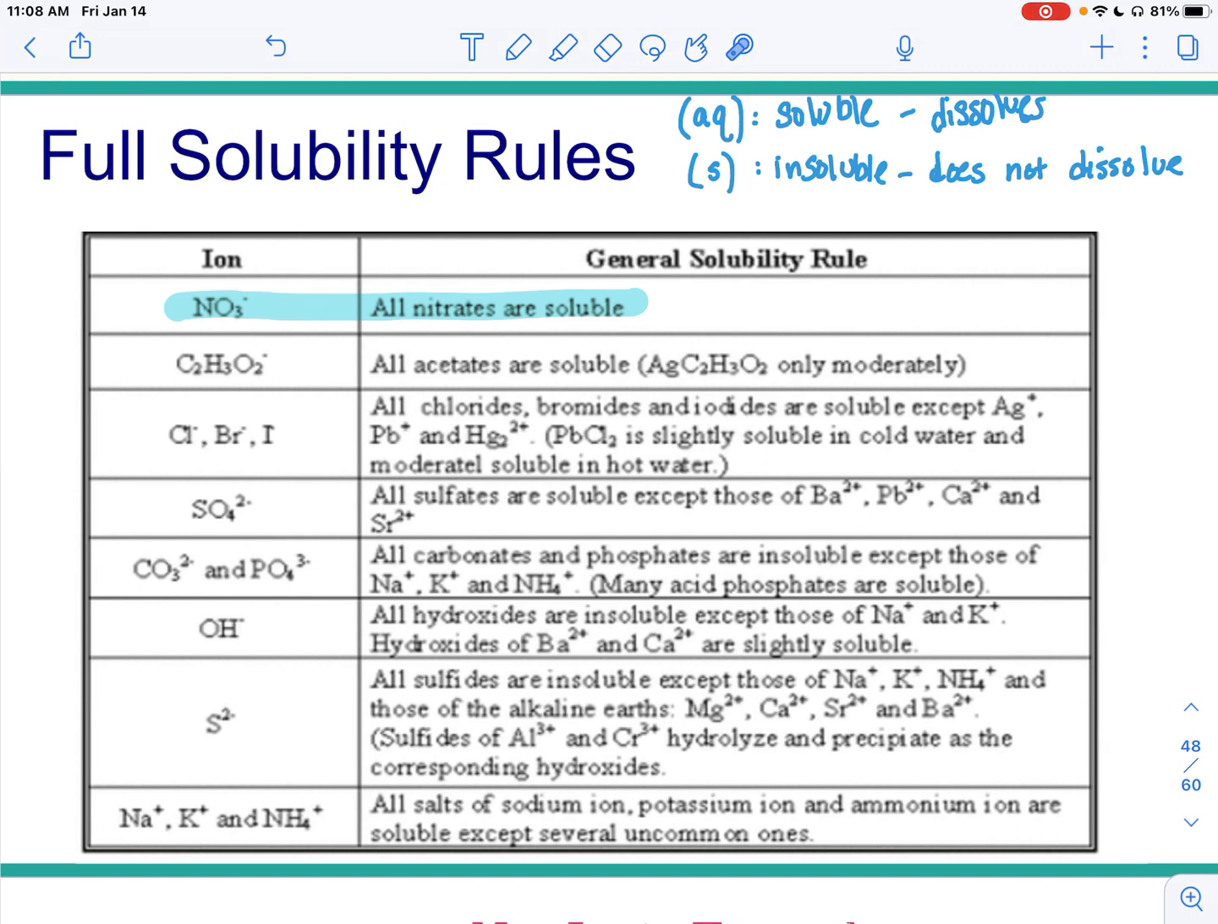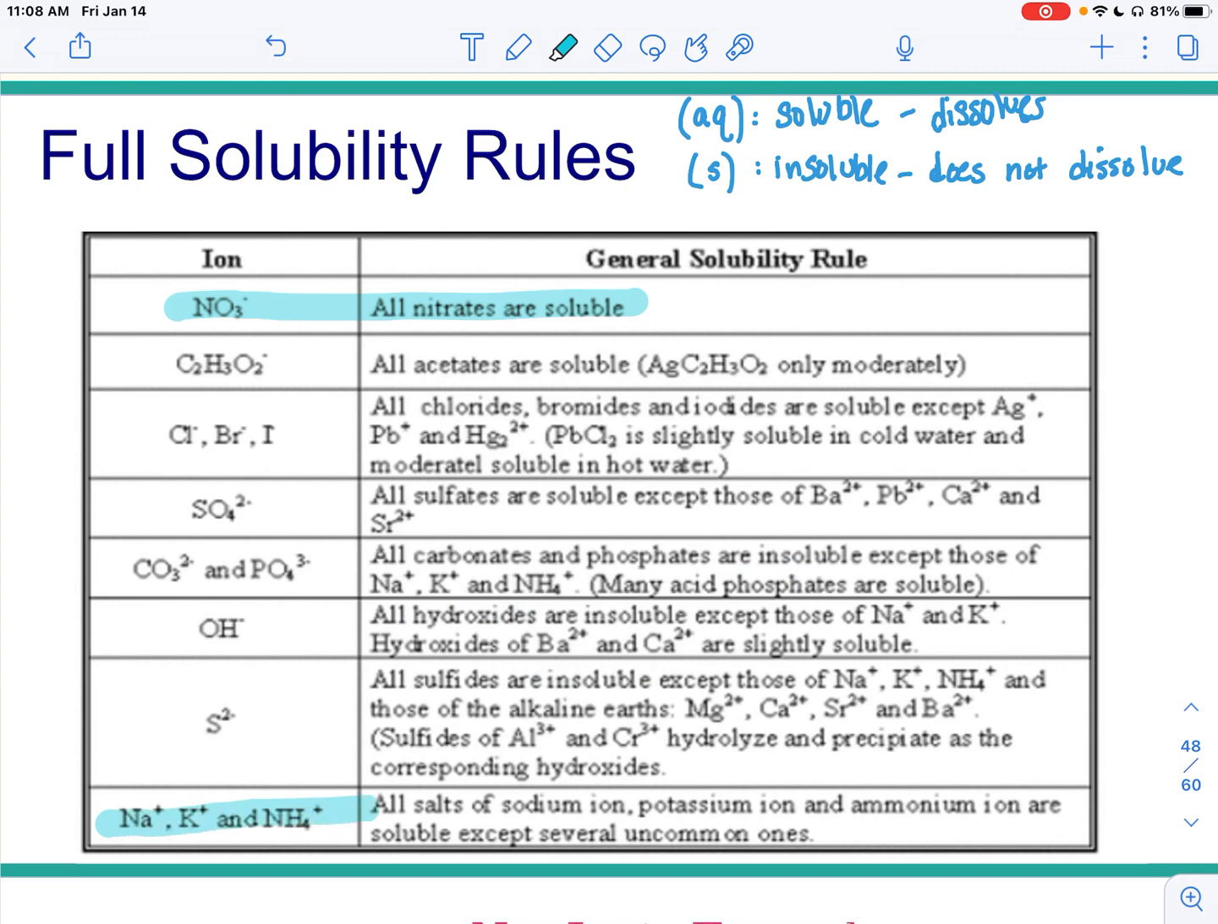We have chlorides, bromides, and iodides, with some exceptions. And then sulfates, with some exceptions. Then you get into the insoluble ones. Carbonates and phosphates are insoluble, with some exceptions. Hydroxides are insoluble, and sulfides are insoluble. But you'll notice that those have a lot of exceptions. Again, you do not need to memorize any of this, but just make sure you're paying attention to the exceptions when you get to them. The other ones I'm going to unhighlight because those aren't very important.